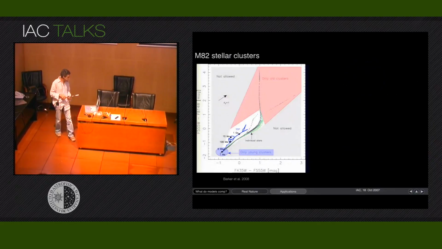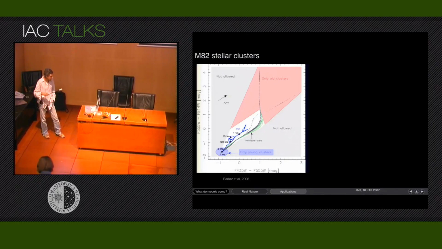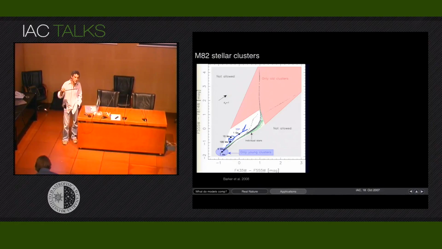So, this is another example. This is from an M82 stellar cluster. Here, thinking a bit about what are the things that are obtained by synthesis models and the things that are single star. I plot here, for a single stellar population model, that is an instantaneous burst of star formation, how the cluster must look depending on the age, okay?